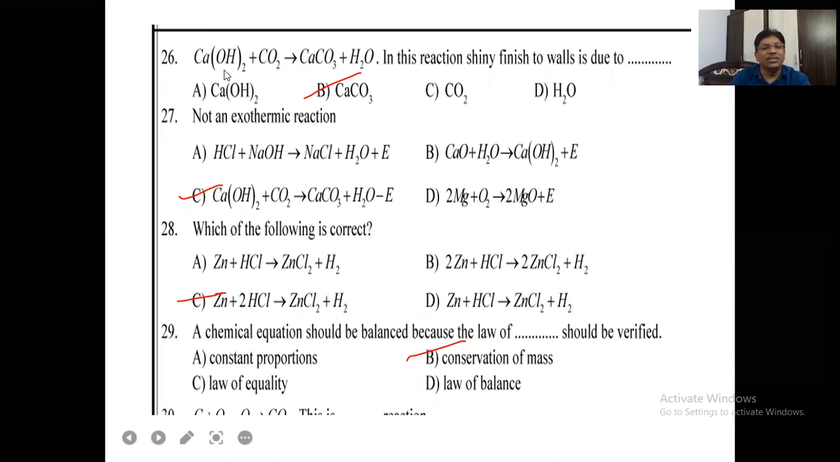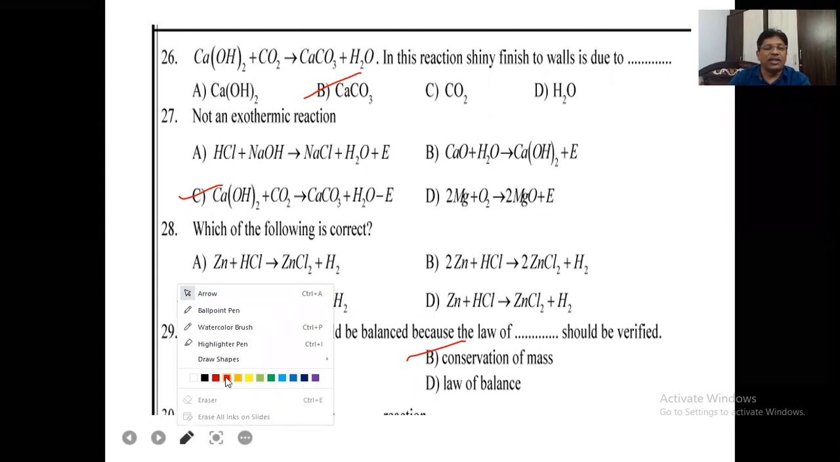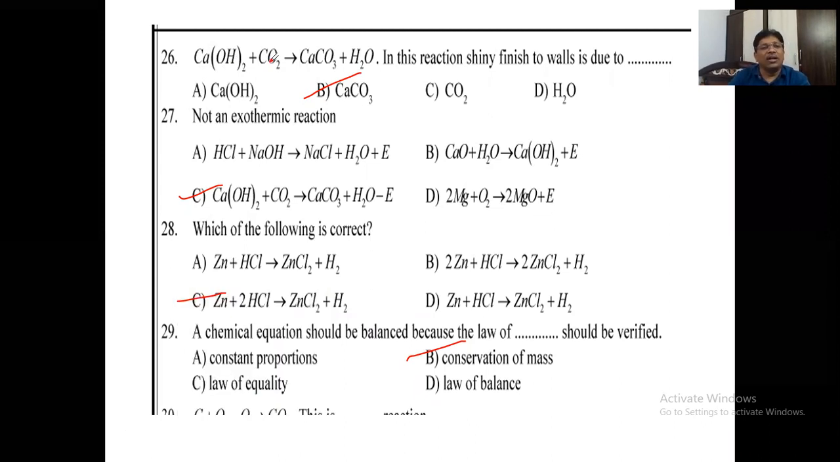The first one is that Ca(OH)2, calcium hydroxide, and CO2, when they react with each other, we get CaCO3 and H2O. It is given equation. In this reaction, shiny finish to the walls is due to which compound they are asking. So here CaCO3 is what? The shiny layer formed on the walls. Okay, it is whitewash of the walls.